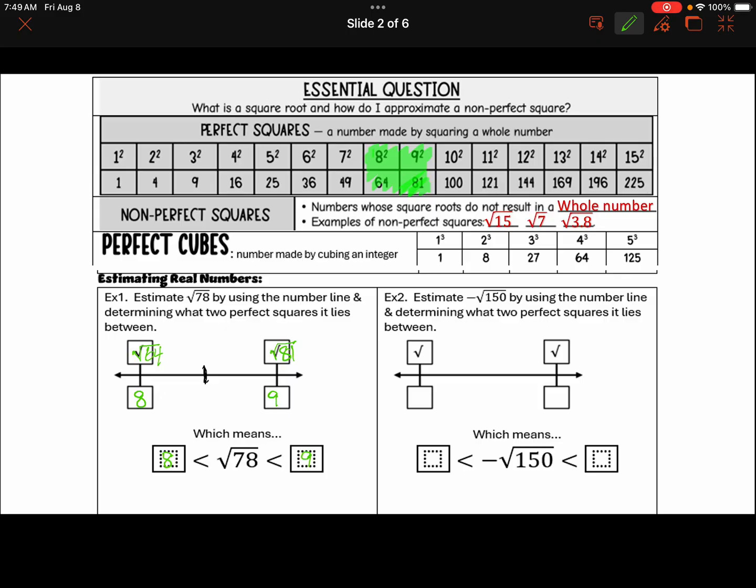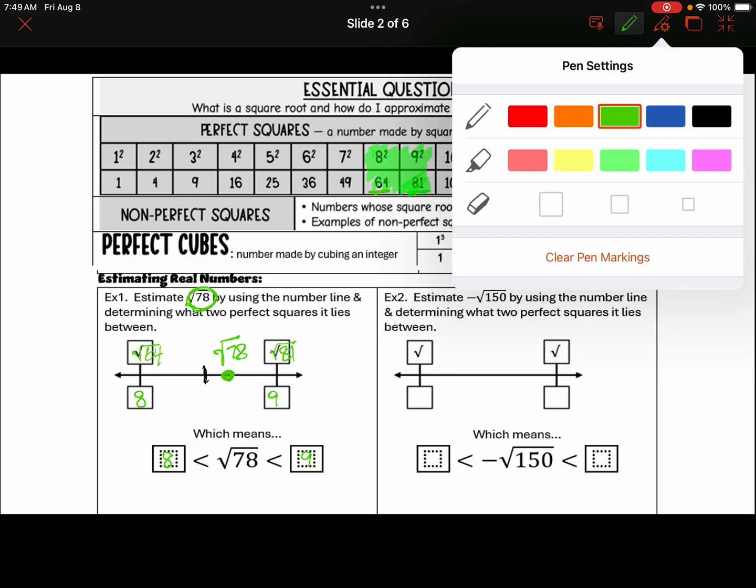And then I just ask myself, 78, is that going to be closer to 64 or is that closer to 81? And I'm like, oh, definitely closer to 81. So I know it's going to be on the right of the halfway mark, showing it's closer to 81 than it is to 64. Okay, let's do the same sort of thing, except now we're living in the negatives.